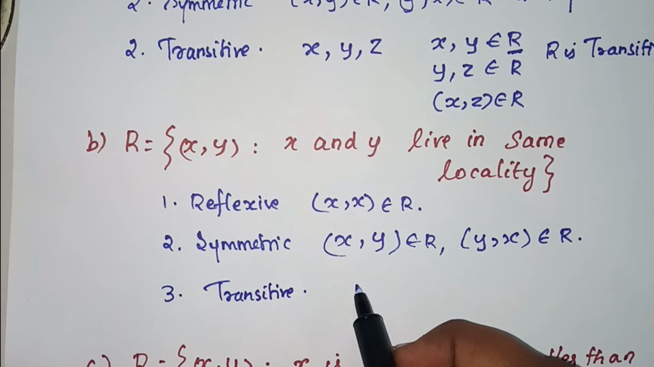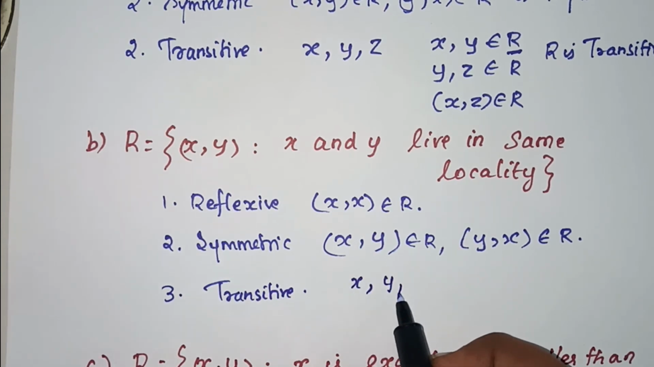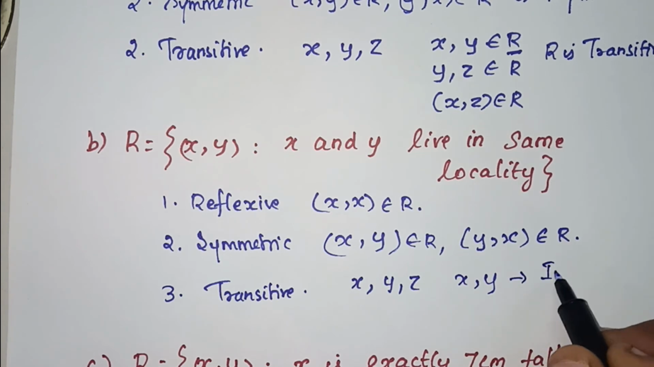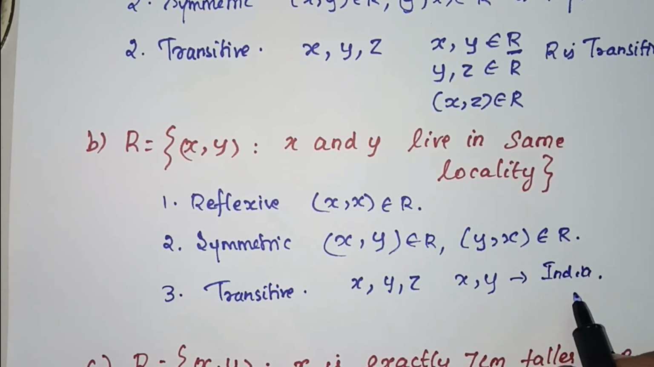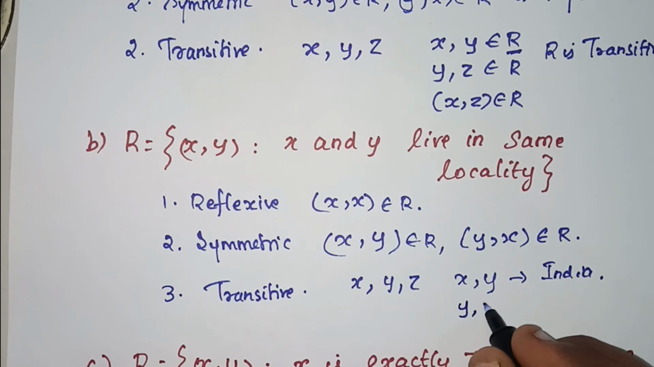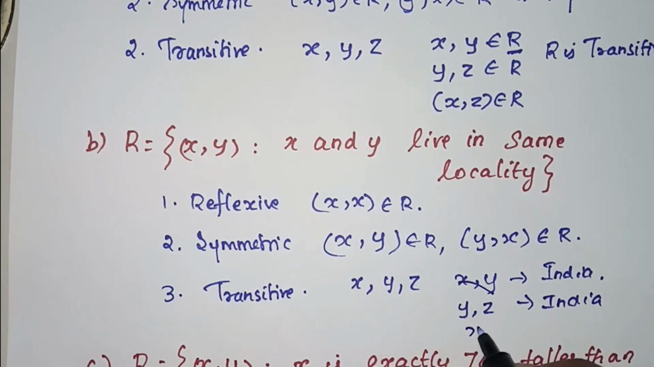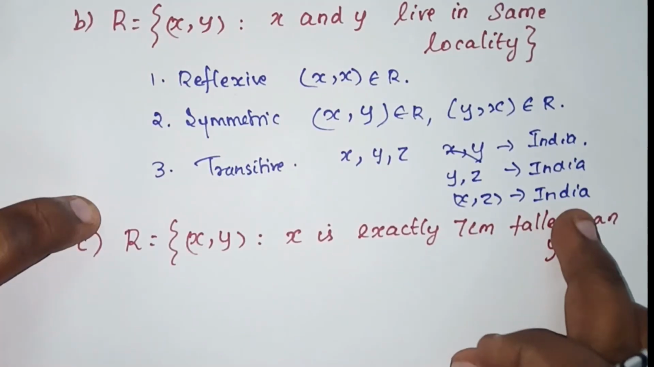Next, transitive. For example, we can take 3 elements x, y and z. X and y live in India. I am taking one example. Y and z also live in India. So obviously x and z also live in India, right? So this relation is transitive.